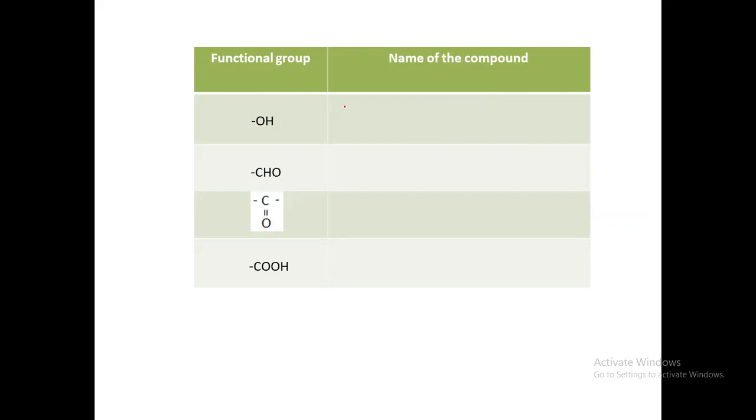One is OH. That's the hydroxyl group. The group is called hydroxyl, and any compound with OH, we call it an alcohol. So one possibility is that the compound can be an alcohol because it has 1 oxygen. Now the next functional group is CHO. That's the aldehyde functional group. So any compound having this functional group, we call it an aldehyde.